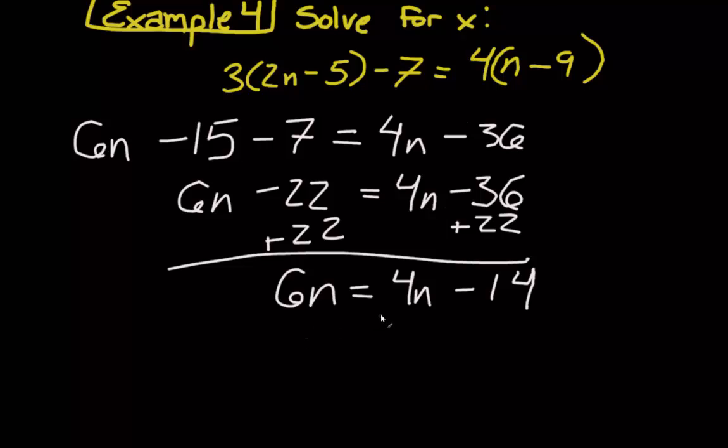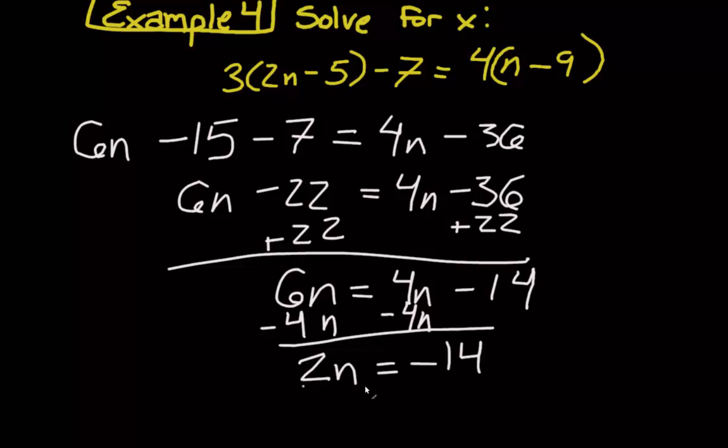Okay, so I'm going to solve for n by subtracting 4n from both sides. We will get 2n equals negative 14. We'll divide both sides by 2. And voila, we have n equals negative 7.